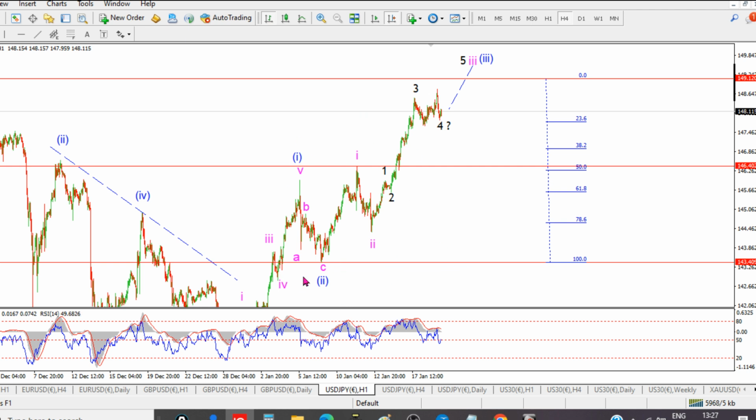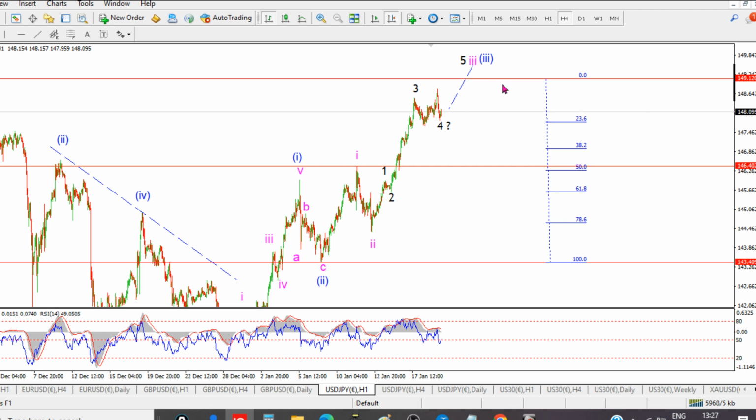You got this 1-2 in blue, 1-2 in pink, and acceleration in wave 3. This is like a quintessential Elliott pattern, when it works great. It looks like we've got some sort of a fourth wave correction going on right now within wave 3 of 3. I think we still got further to go to complete wave 3 pink.